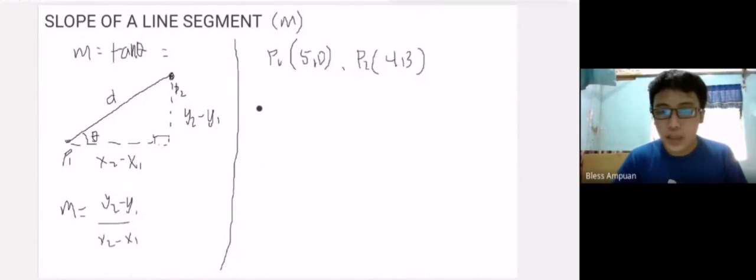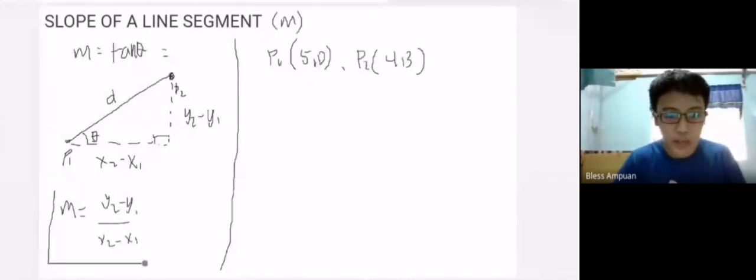So the first step is to plot the point if it is required. If it is not necessary, all you need to do is just solve for the slope. So we just use this formula: the slope of a line is equal to y sub 2 minus y sub 1 over x sub 2 minus x sub 1.